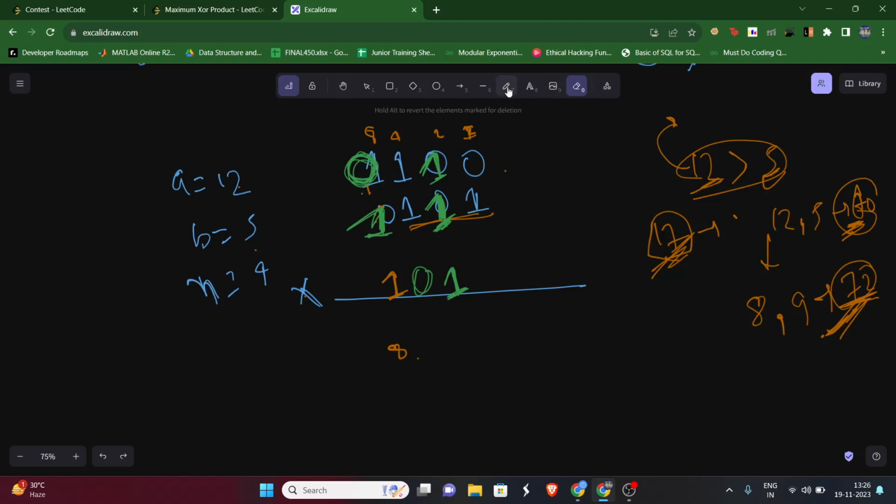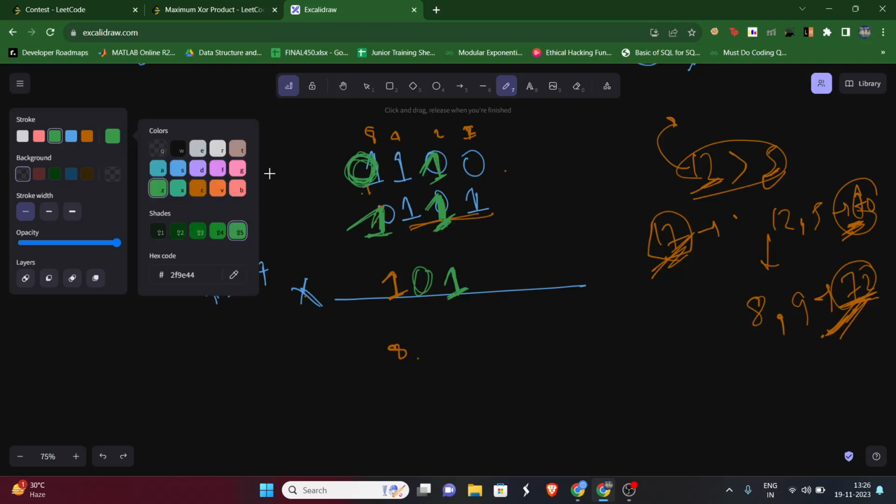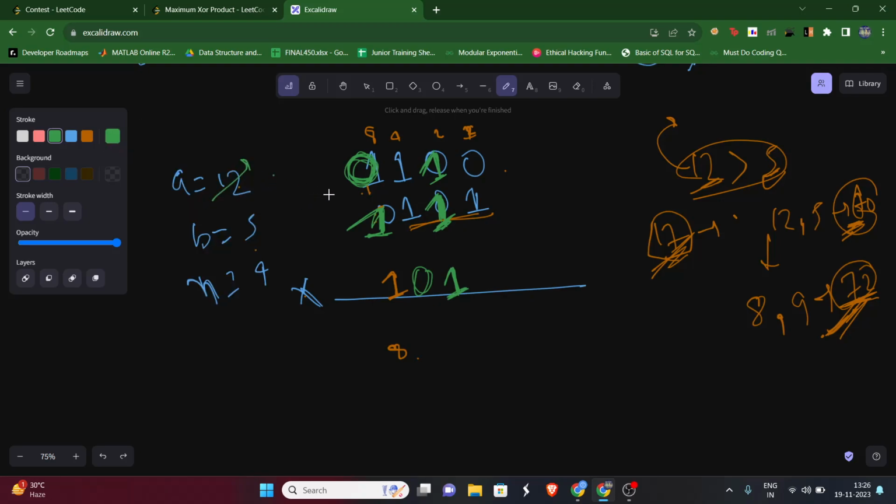So now at the last bit, if you'll see, the value of a has changed from 12 to 4 plus 2, 6, and the value of b has changed from 8 plus 4, 12, and 2, 14.